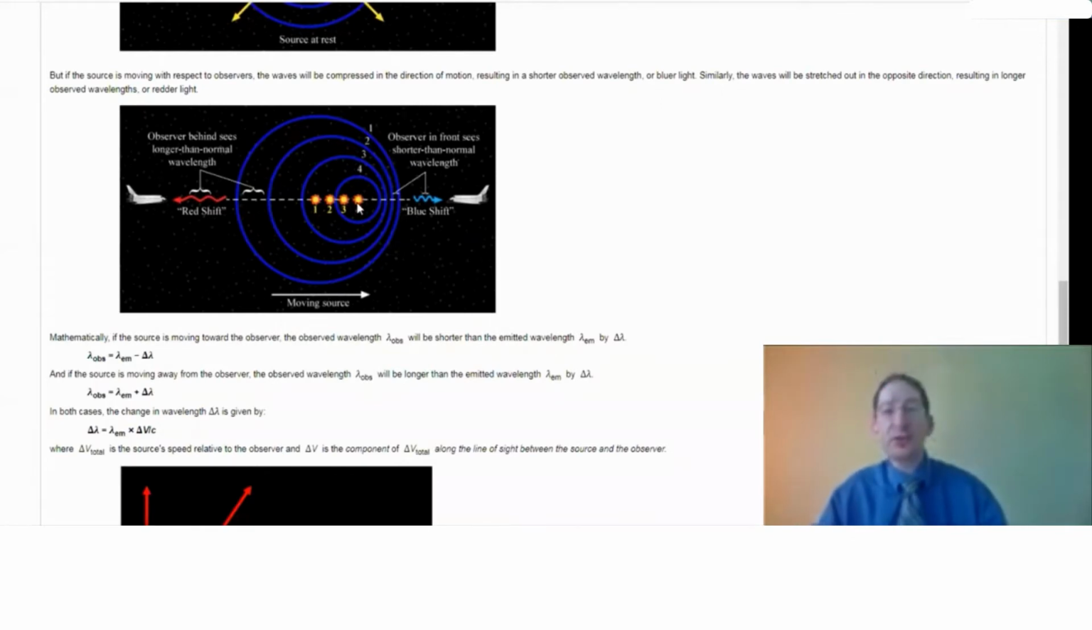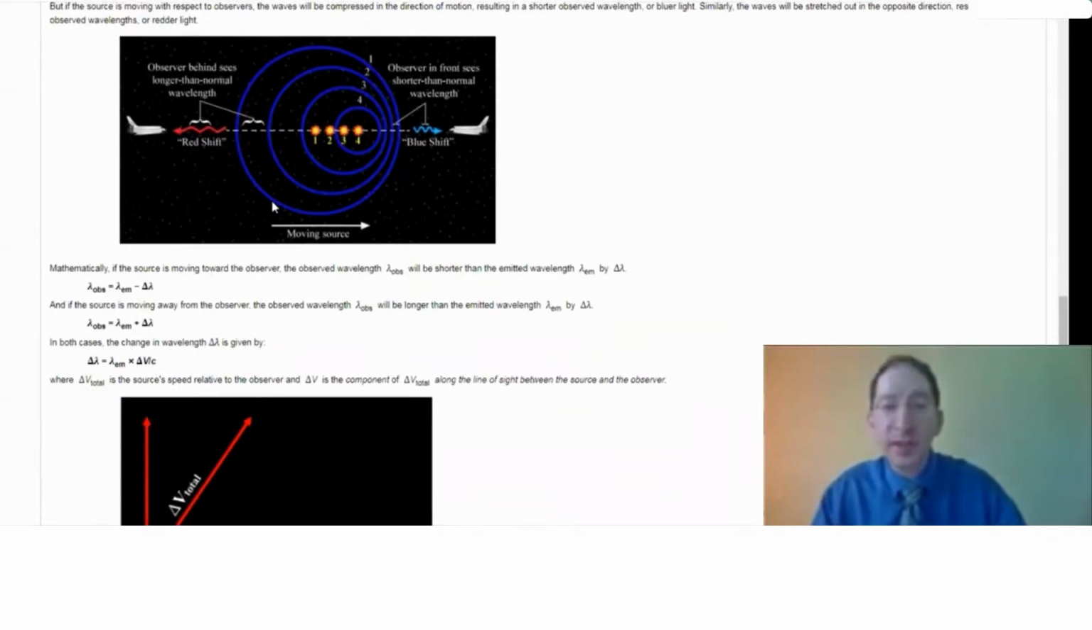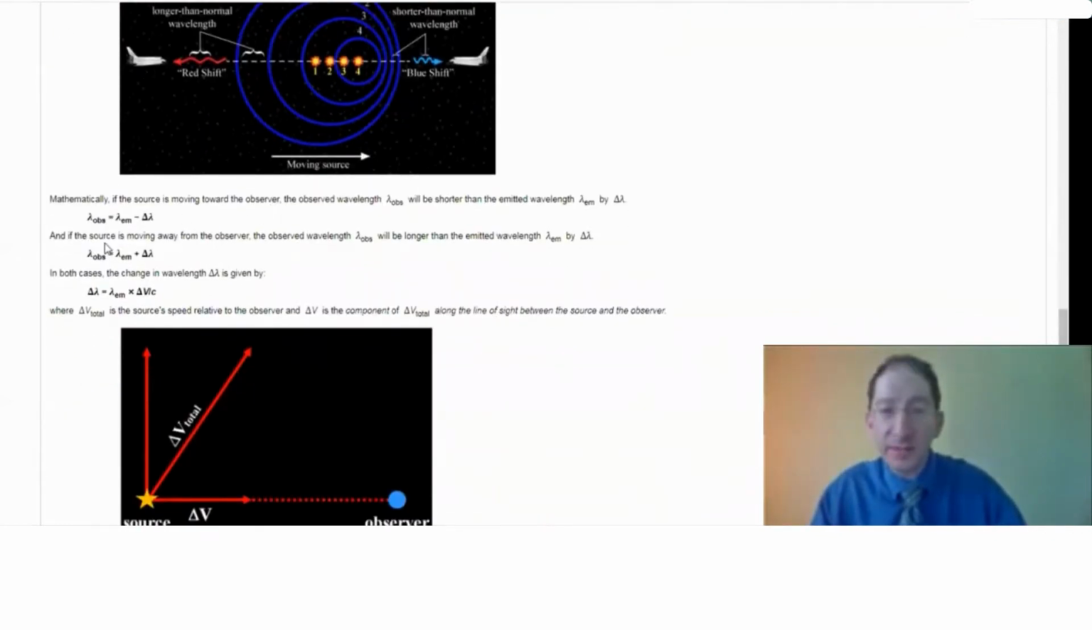So as you can see, the crests get compressed in the direction of motion, and they get stretched out in the opposite direction. So this observer will measure a shorter wavelength, a shorter distance between crests than was emitted by the source, and this observer will measure a longer wavelength than was emitted by the source. How much shorter and how much longer is given by these equations.